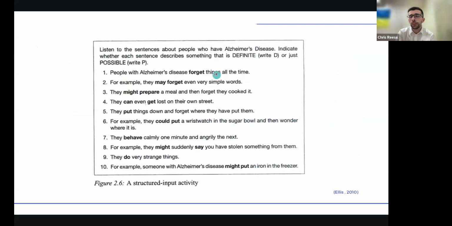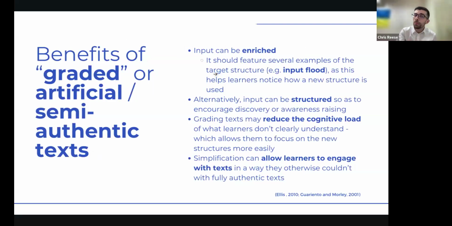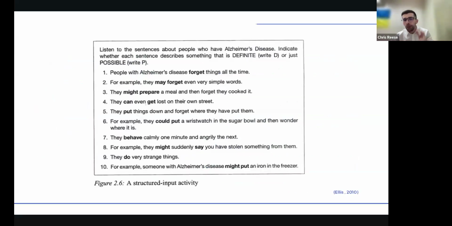So let's look at some examples of what kind of input we might consider and different levels of grading that we might look at. Here's an example from Rod Ellis, where he's taken a short article about Alzheimer's and he's graded it quite a bit. Have a look, or let me know in the chat, what do you think he's focusing on here? What does he want the students to notice?